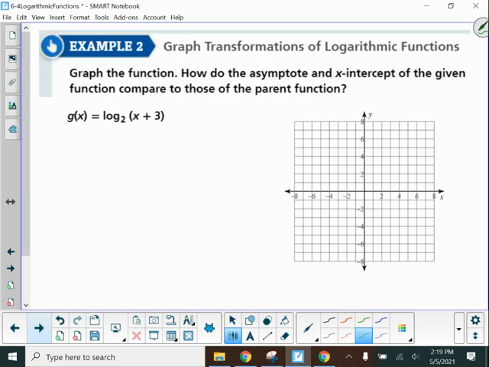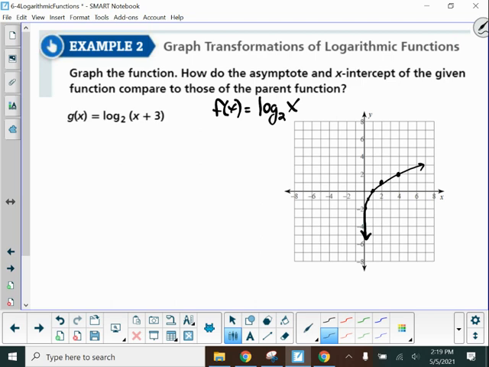Next one, graph the function. How did the asymptote and x-intercept of the given function compare to those of the parent function? So the parent function, f, that's what we just graphed in the previous question. That's log base 2 of x. If you recall, I had the points (1, 0), (2, 1), (4, 2), and one half was down at -1, and then 1 fourth was down at -2. So there's my parent function.